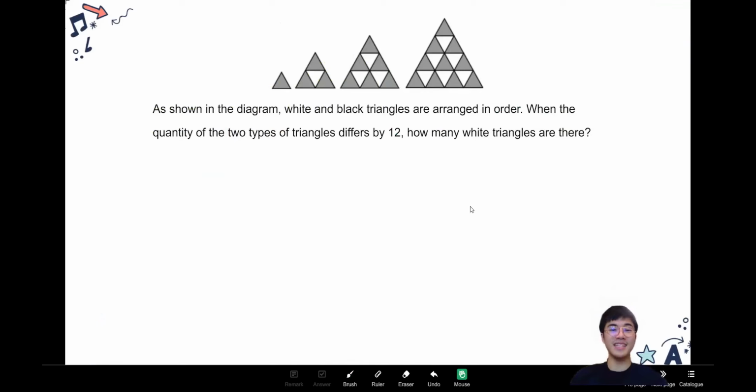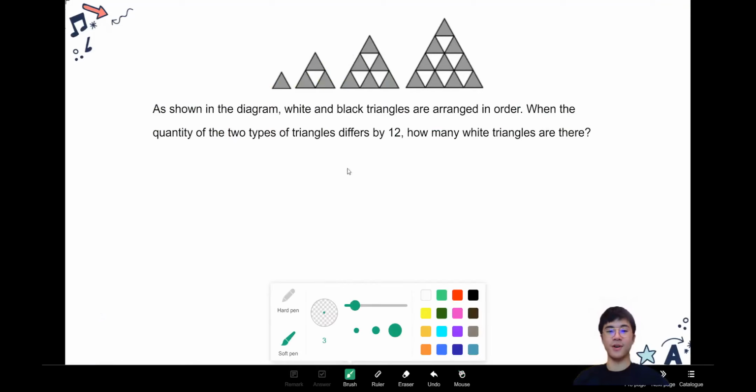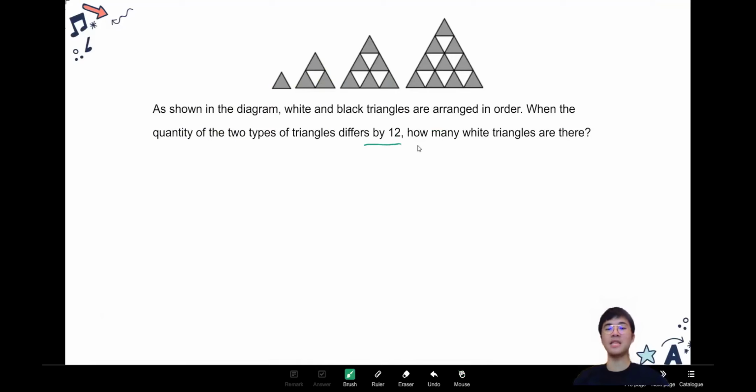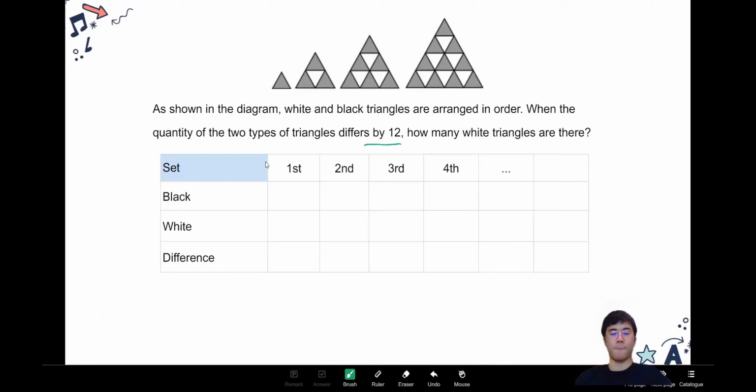As shown in the diagram, white and black triangles are arranged in order. If the quantities of the 2 types of triangles differ by 12, how many white triangles are there? So there are 4 sets of triangles here. Let's draw a table for a clearer view, like this. So now, there are 4 sets as written, but we're not sure which set it is when it differs by 12.